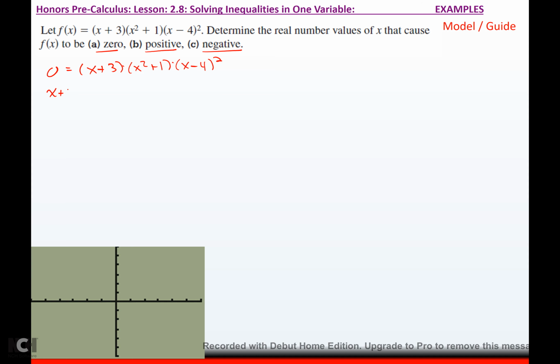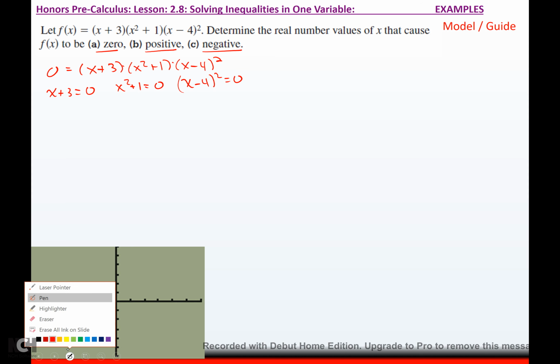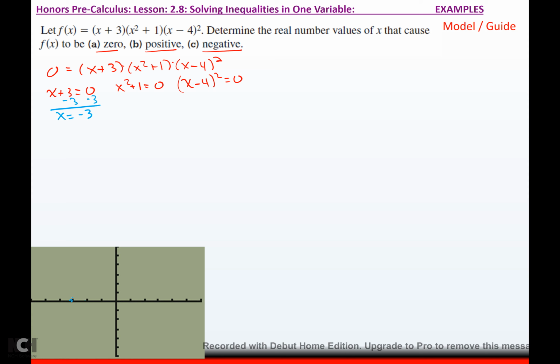So I can say that x plus 3 equals 0, x squared plus 1 equals 0, and x minus 4 squared equals 0. So if I solve the first one, I get x equals -3, and I plot that. That's a 0. x squared equals -1, square root, x equals plus or minus i. Those aren't x-intercepts. Those are two imaginary zeros.